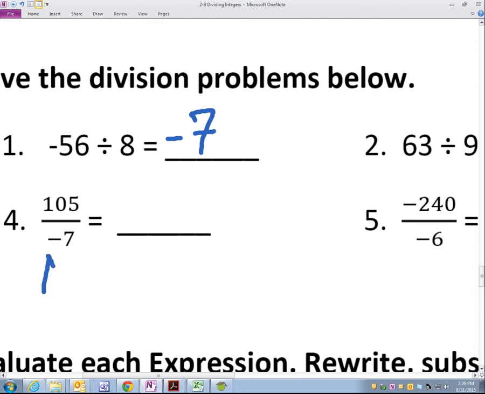Okay, 105 divided by negative 7. This is only one negative integer, so we know that our solution, our quotient, is going to be negative. Caitlin. Negative 15. Did you do that in your head just now? Okay. If you wanted to do that in your head, you could think how 10 times 7 is 70. Then you have a 35 beyond that. 10 plus 5, because 5 times 7 is 35.